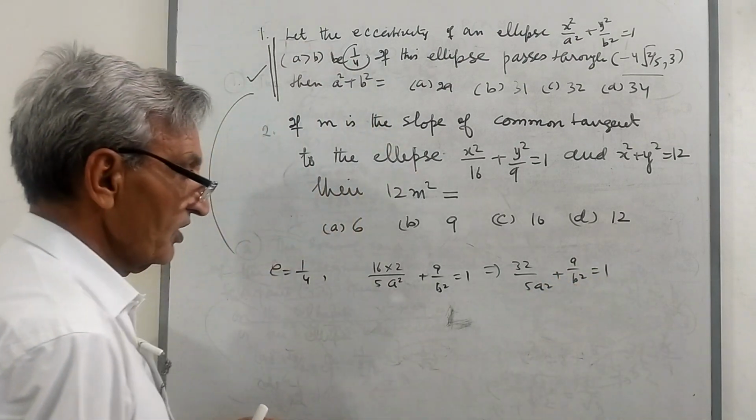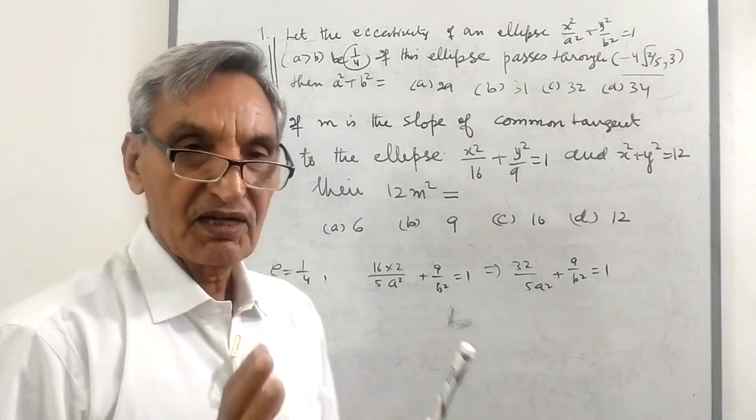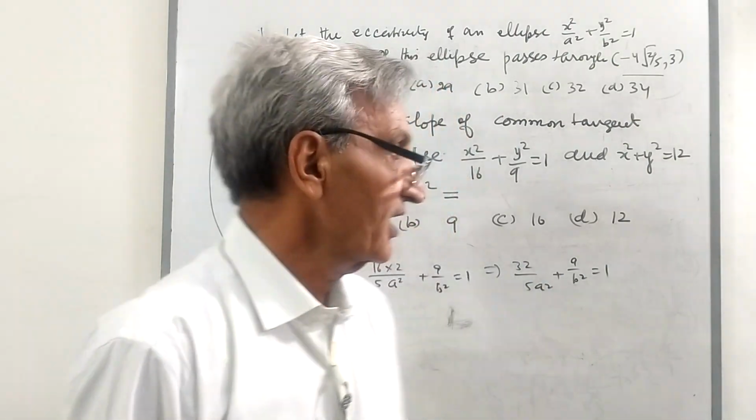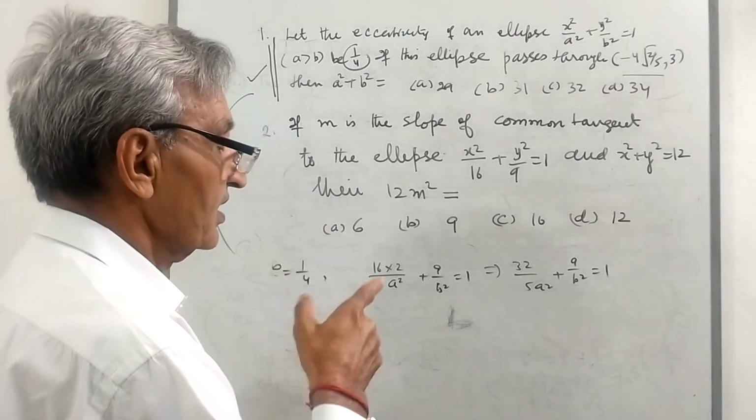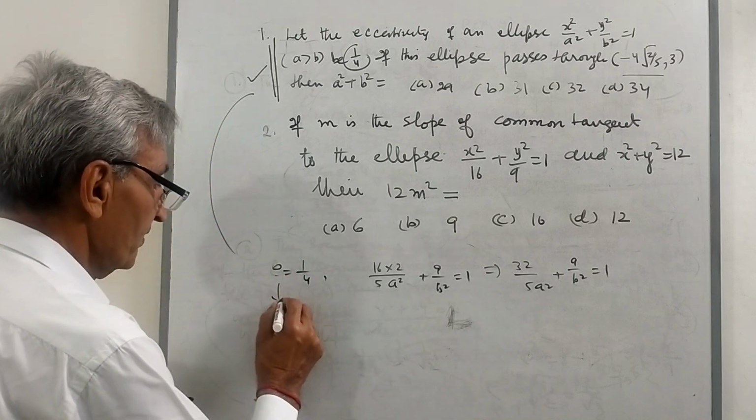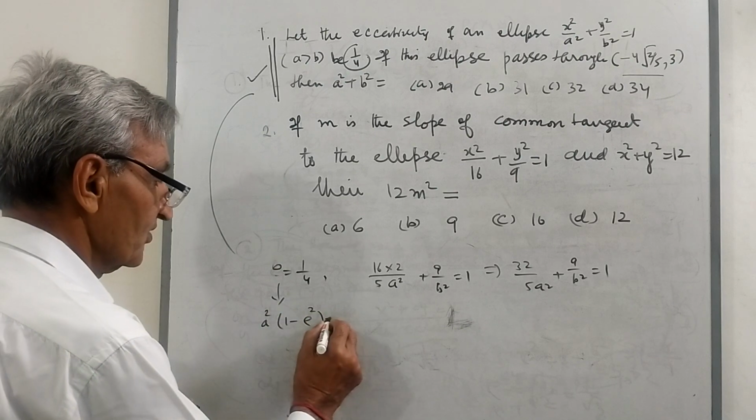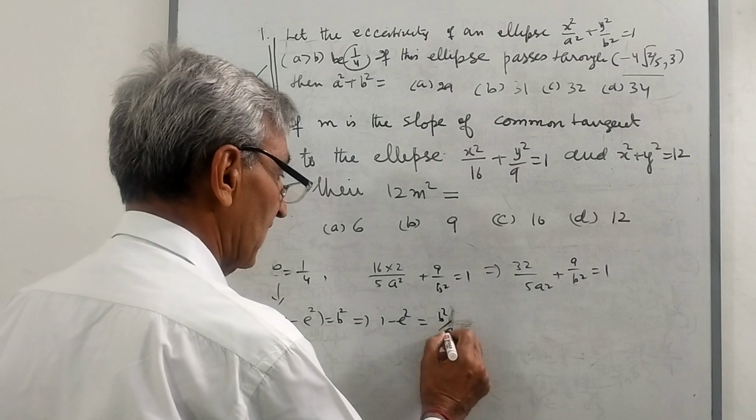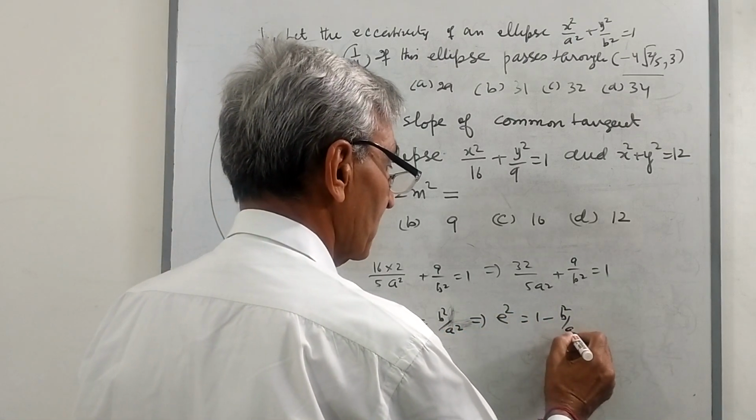And what we have to find? We have to find a square plus b square, what this will be. That's my question. So friend, a square plus b square I want to find, E has been given. So E square is equal to 1 minus B square by A square, because B square is equal to 1 minus E square into A square. Therefore, E square is equal to 1 minus B square upon A square.